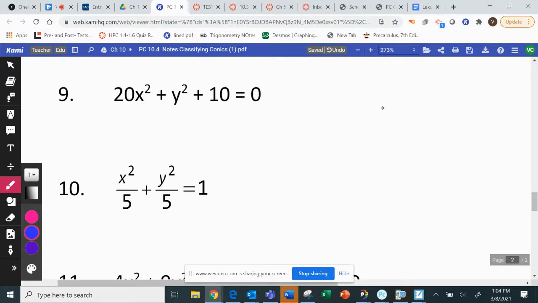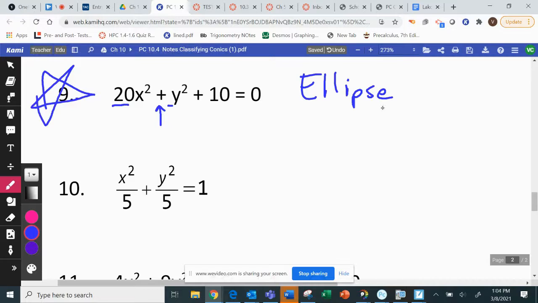Number 9. Somebody new? Or I'll just pick you. Ryan. Ellipse is correct. Why do you think that? So it's positive, and then how do we know it's not a circle? They don't have the same coefficient. Okay. We're going to actually come back to this one when we're done.